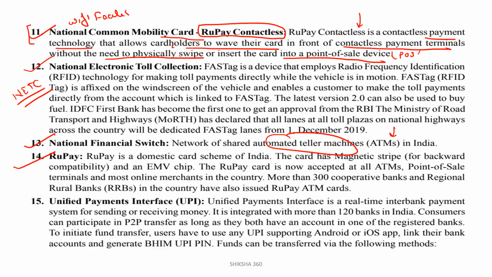Next one, that is RuPay. We have already covered the RuPay card. RuPay is a domestic card scheme of India. The card has a magnetic strip for backward compatibility. Presently, all have an EMV chip, not a magnetic strip. The RuPay card is now accepted at all the ATMs, point of sale terminals, and most online merchants in the country. More than 300 cooperative banks and the regional rural banks in the country have also issued the RuPay ATM cards.